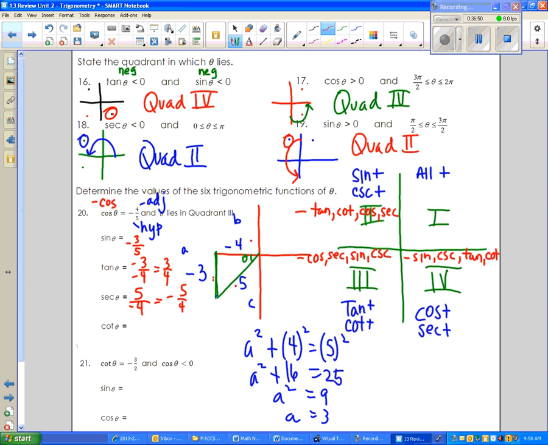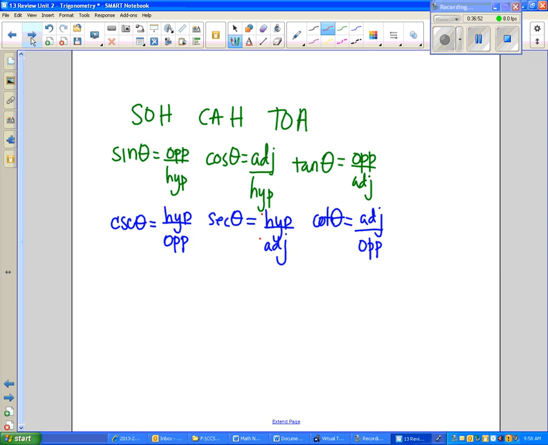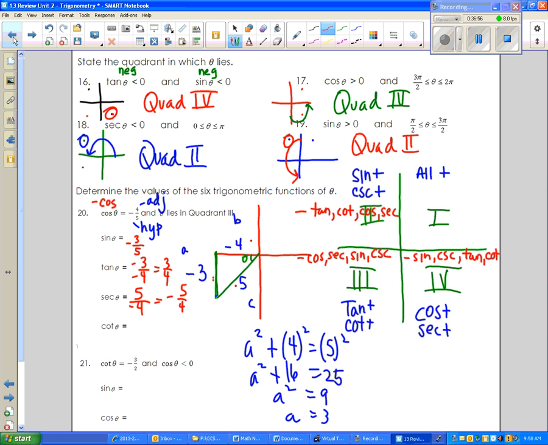The cotangent is essentially the flip of the tangent, or you can go back to using the adjacent over the opposite if you want. But because I know the relationship between cotangent and tangent is that they're reciprocals, I know that my cotangent must be 4/3.